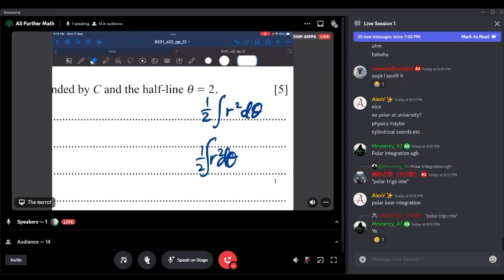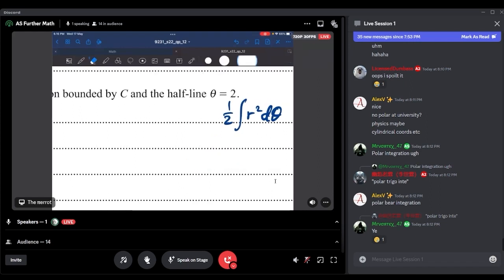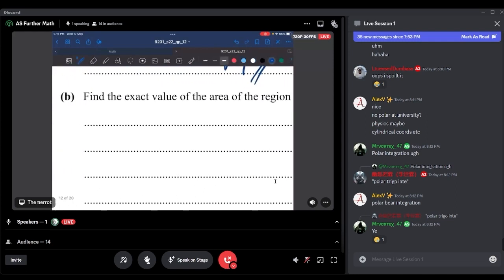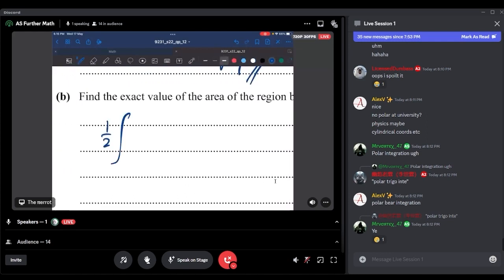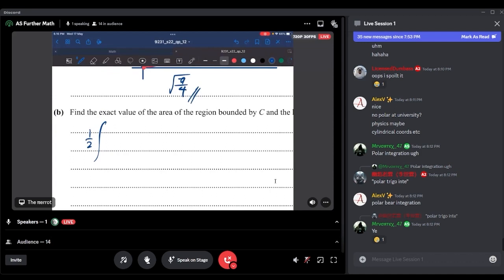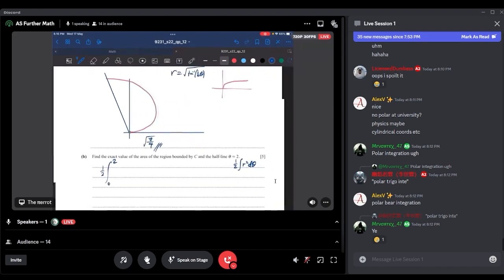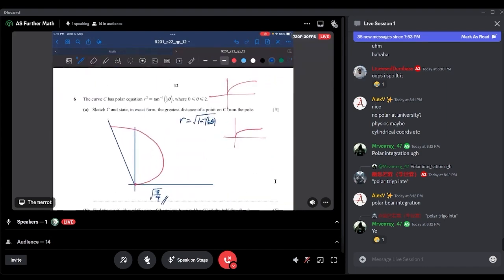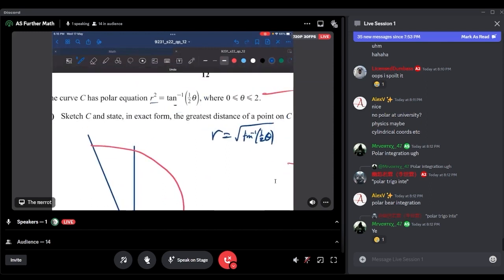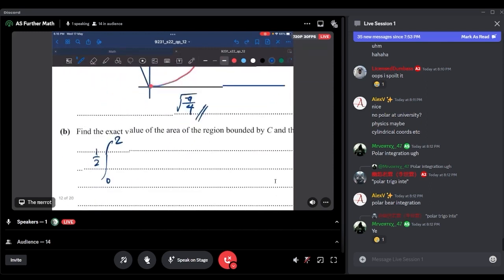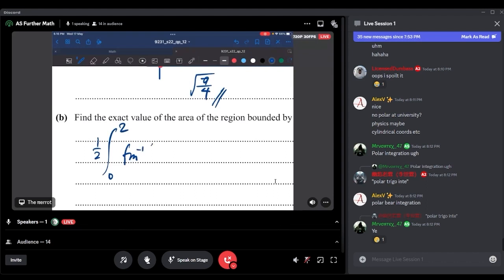Okay, so using this, let's do some integration. So we have half, and the integral, well, where does the integral go from? Theta goes from 0 to 2, so that means our integral should also go from 0 to 2. But what's r squared? Well, we already have r squared here. This is our r squared. So let's put that down. Tangent inverse half theta. And so if you evaluate this, you should get the answer.